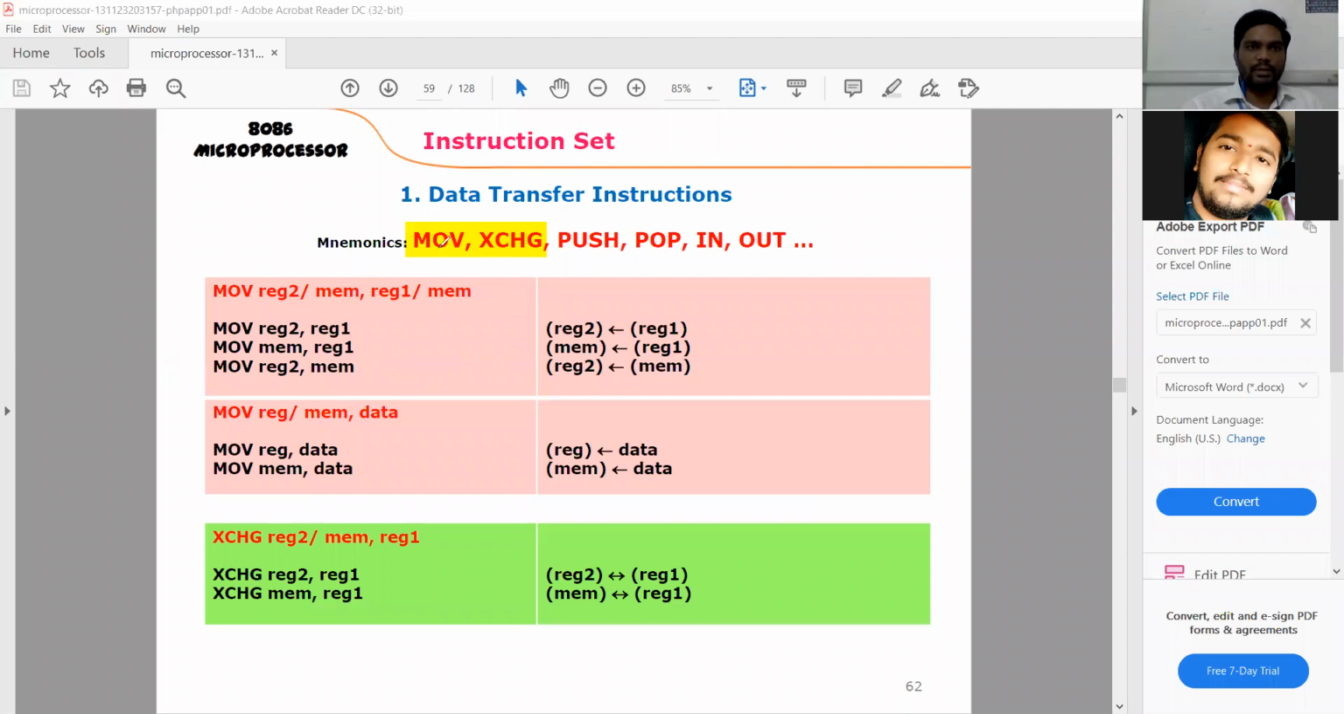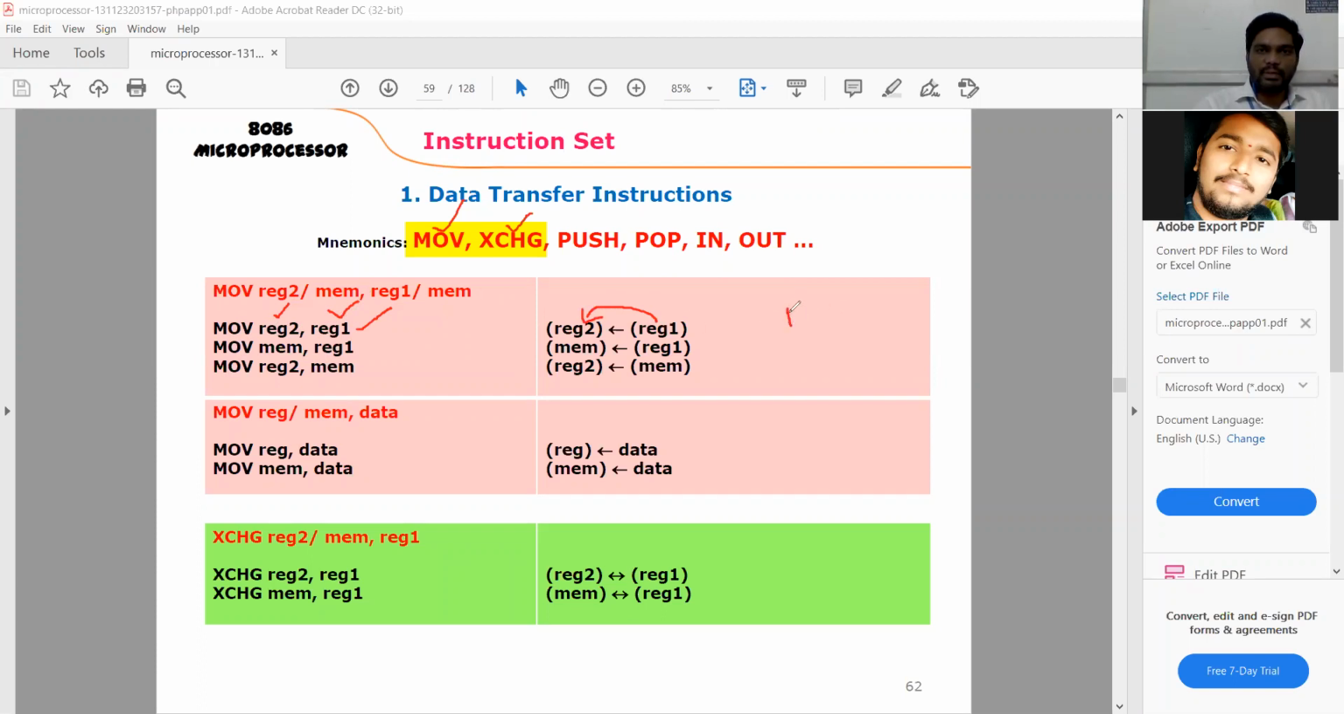The first category, we are discussing move and exchange in this particular slide. This first instruction, MOV: this is the destination register and this is the source register. Move the data between two registers. That means the data in register 2 will be transferred to register 1. That means we just copy.